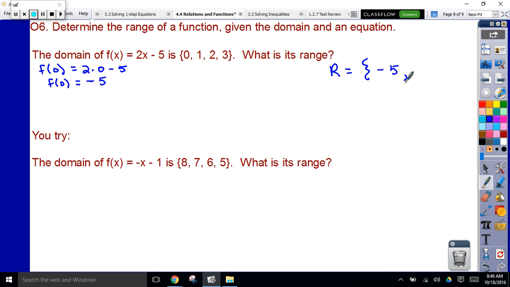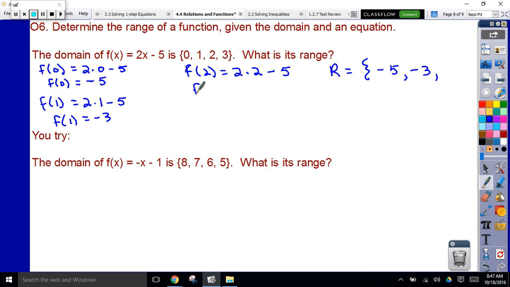Now I'm going to find f of 1. F of 1 is going to be 2 times 1 minus 5, and that's negative 3. So that's my next value in the range. Now I'm going to find f of 2. F of 2 is negative 1. That's my next value in the range. And f of 3 is going to be positive 1. So that's the last value in my range.